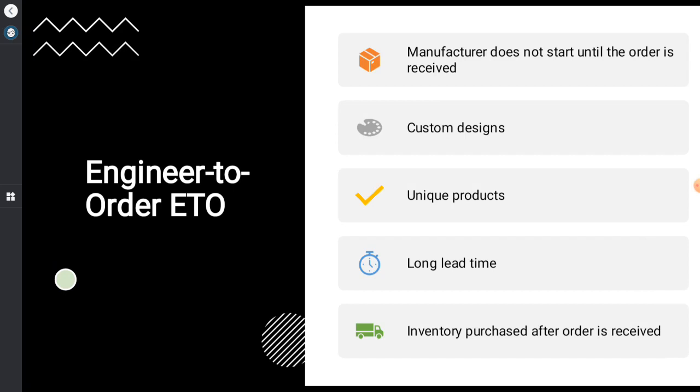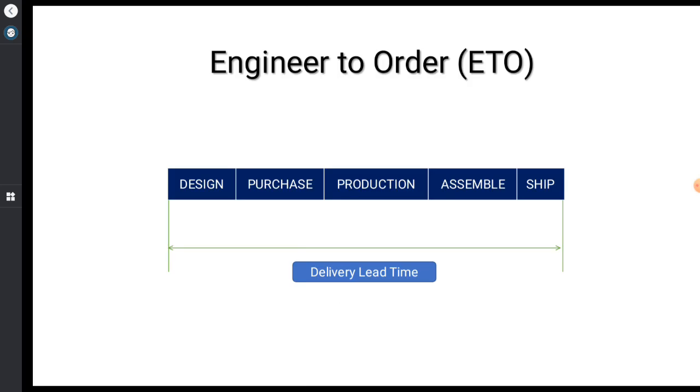So the lead time looks something like this. Here, it's the design time plus the purchase time plus the production time plus the assembly time, and finally the shipment time. All of them together is our delivery lead time, and it's a really long lead time until we finish our custom made design.